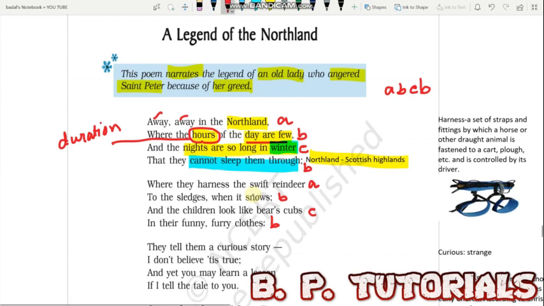And we get to know here the reference of day. As you can see, what does it mean by day? Day actually refers to the people of the area. People living over there, they cannot sleep through the night of the winter over there.